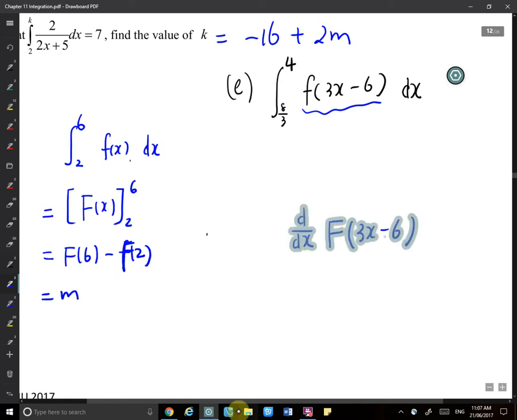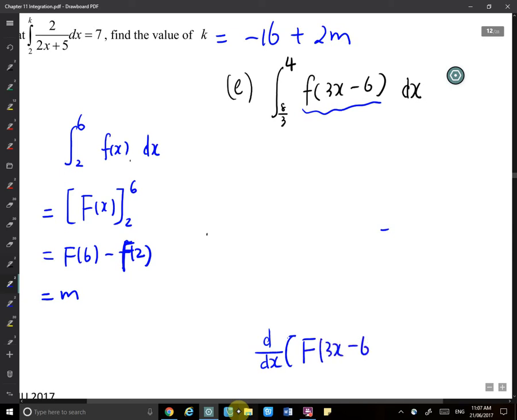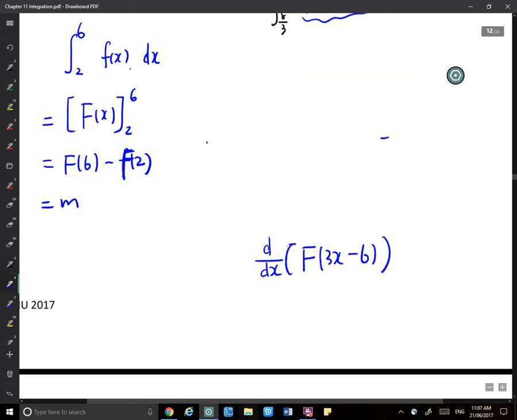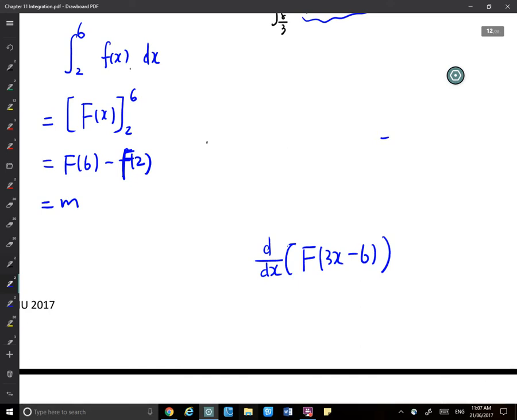Well, let's put this here. If you differentiate capital F of 3x minus 6, what will you have? What does that equal, by using the chain rule? What's the derivative of that?